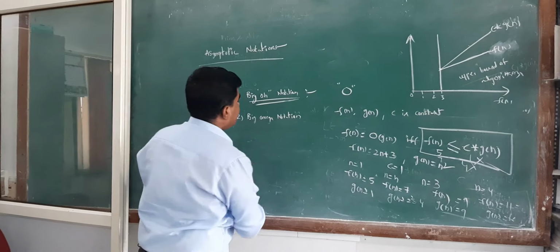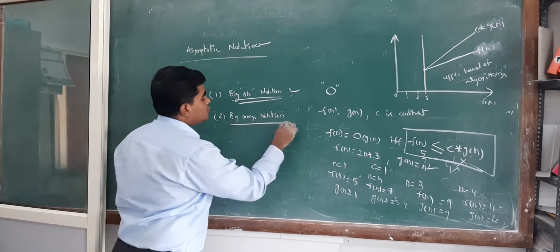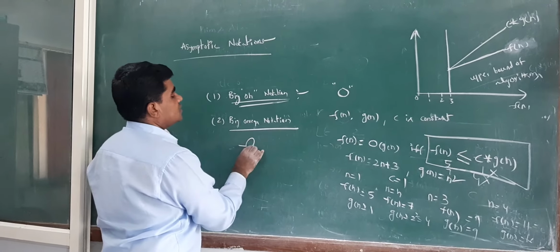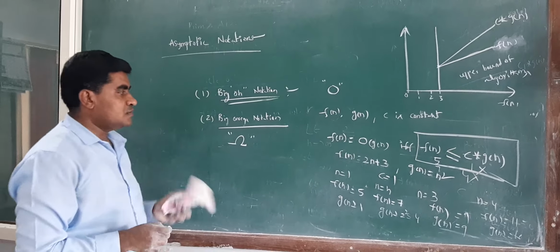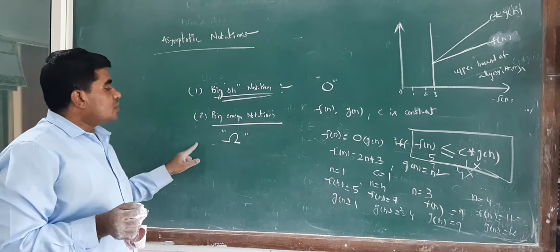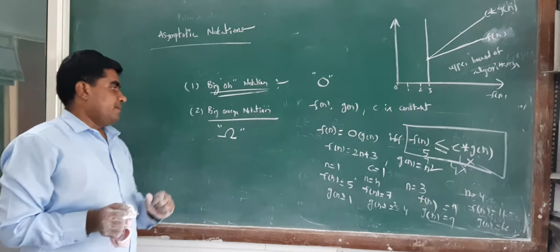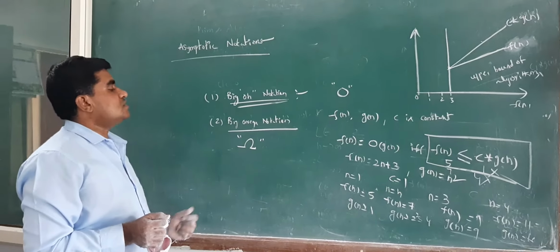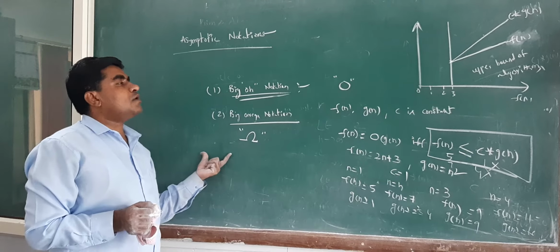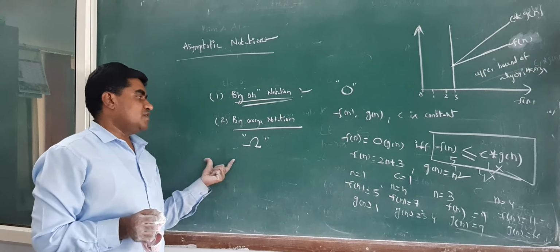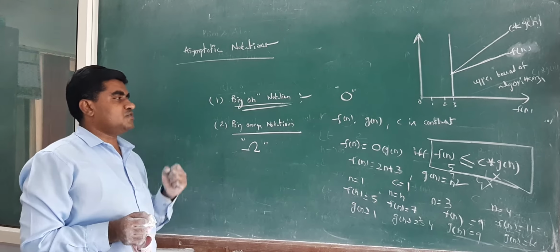Next, big omega notation. It is represented by the omega symbol. It is used to represent the best case time complexity. Best case time complexity means it represents the lower bound of the algorithm's running behavior.